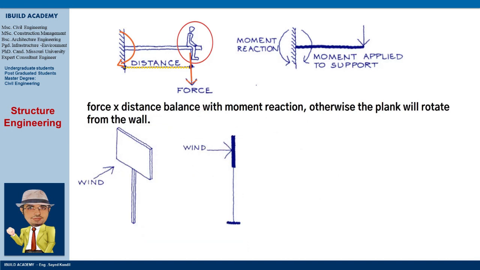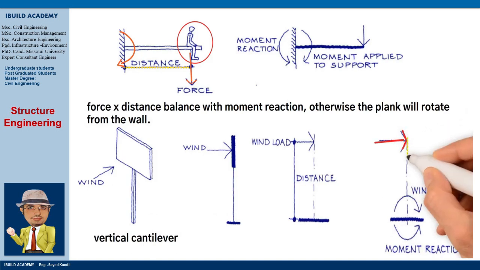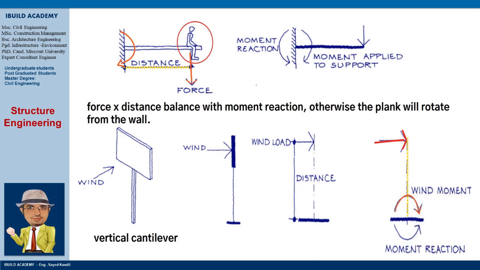In this case, the post is acting as a vertical cantilever from the ground. The wind force acting on the sign at some height distance above the ground causes a moment at ground level, so the post must be dug into the ground to provide a moment reaction. Notice that the moment reaction is in the opposite direction to the moment caused by the wind force times height.